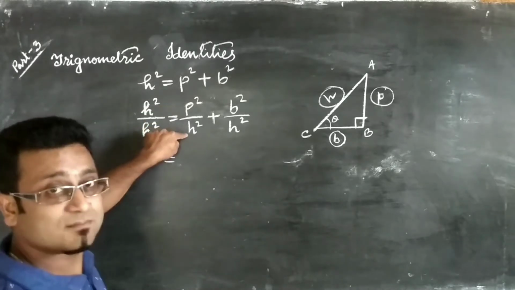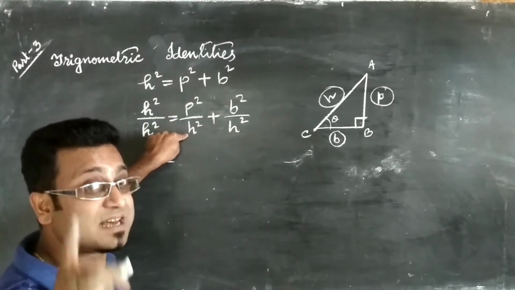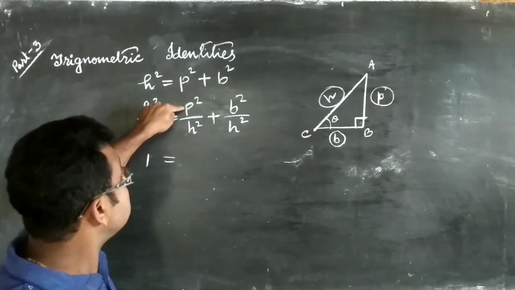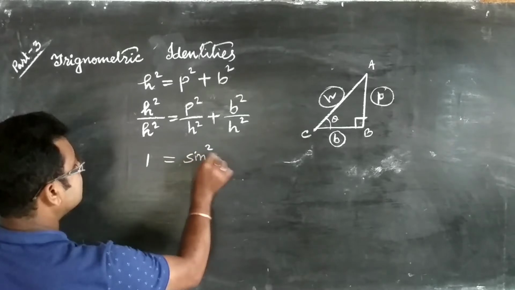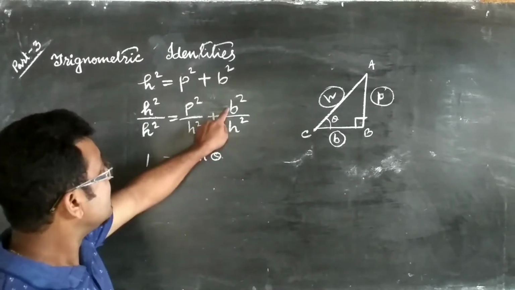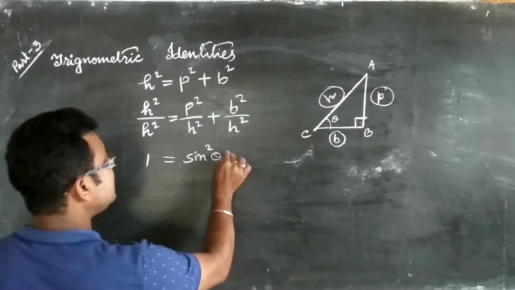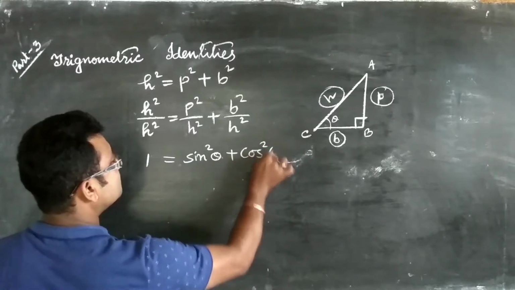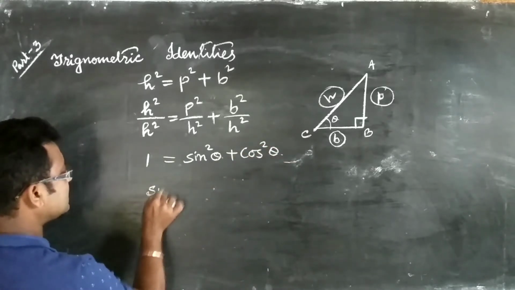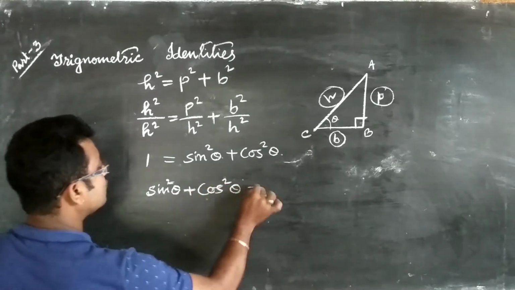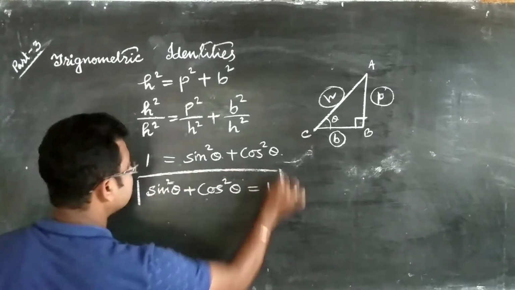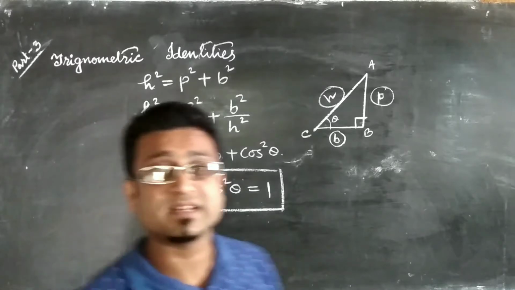P by H. Remember the poem, Some People Have. So some people have P by H, so this will be sine square theta. And Curly Brown Hair, here B by H will be cos square theta. So sine square theta plus cos square theta equals 1. This is our first identity of trigonometry.